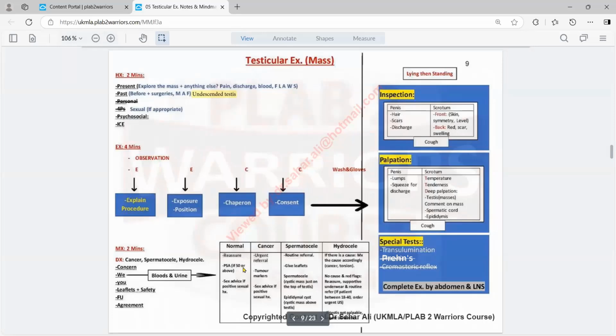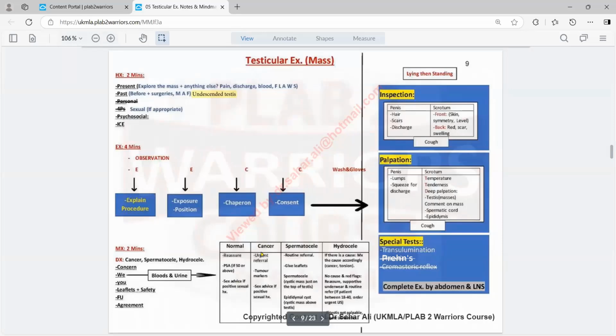If the patient is above 50, you offer the patient a PSA test. The PSA test is not related to the testicular mass. It's related to the prostate, but you offer it because the patient is above 50. It's a health checkup for patients who are above 50. If the patient is sexually active and not practicing safe sex, you can give him advice on practicing safe sex. All right, this is in normal examination.